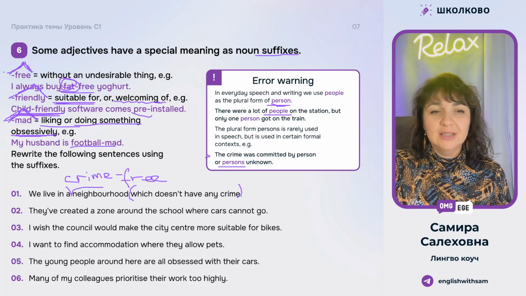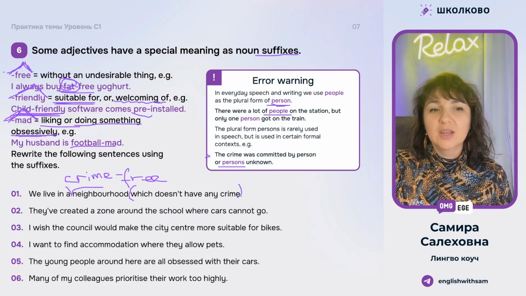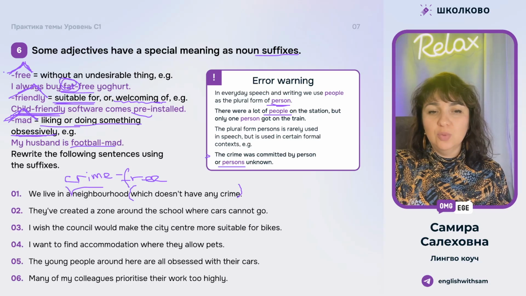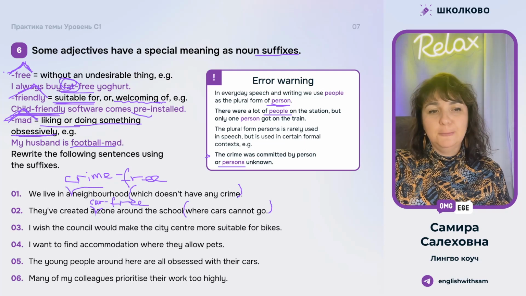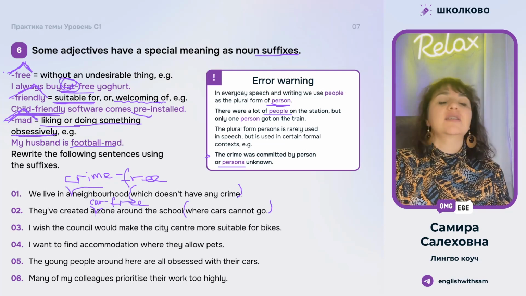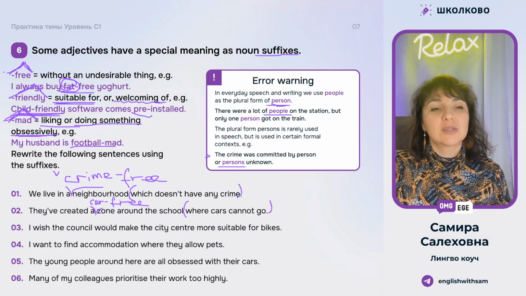They've created a zone around the school where cars cannot go. So, a zone around the school where, убираем, да, что мы должны сделать? Created a car-free zone. Car-free zone, that's right. So, without any cars or without crimes.